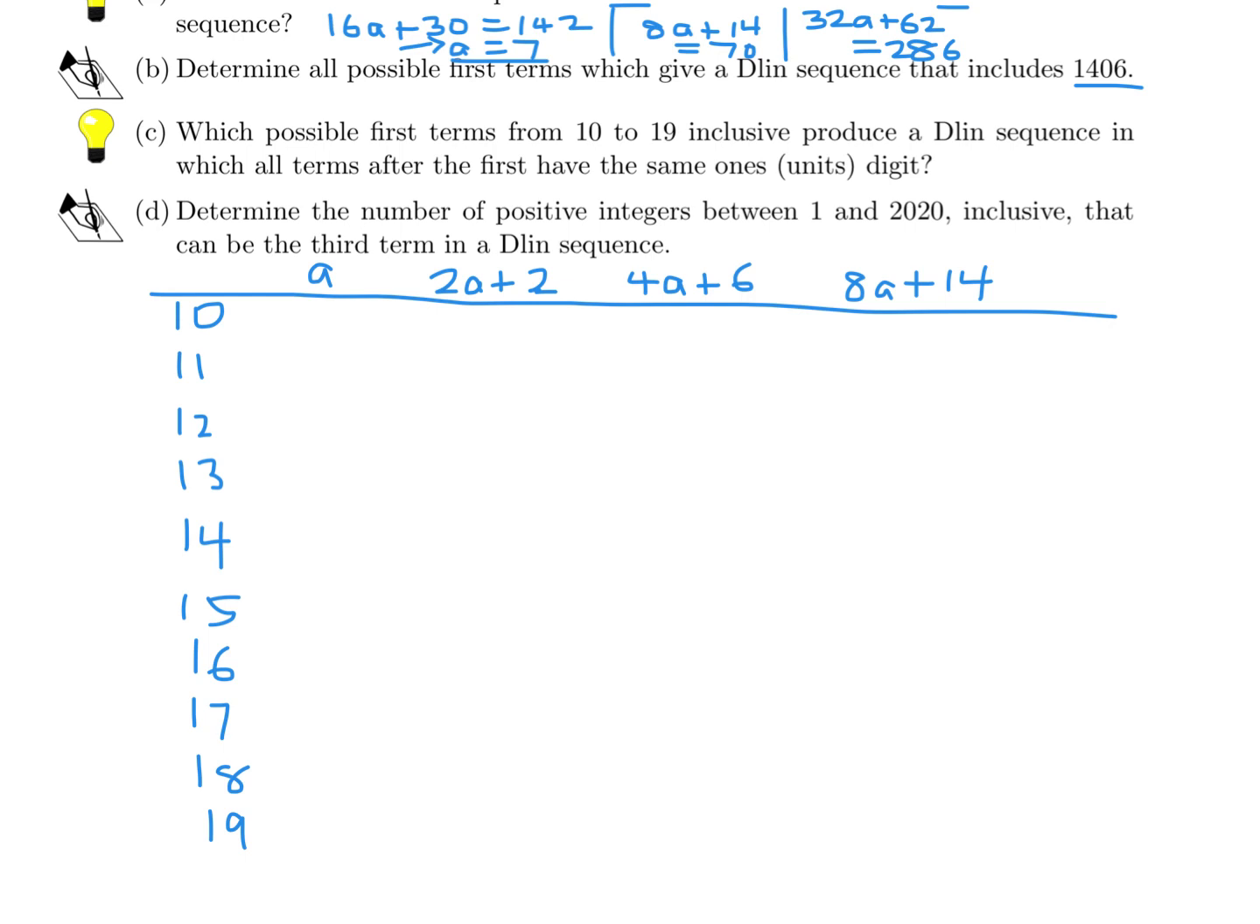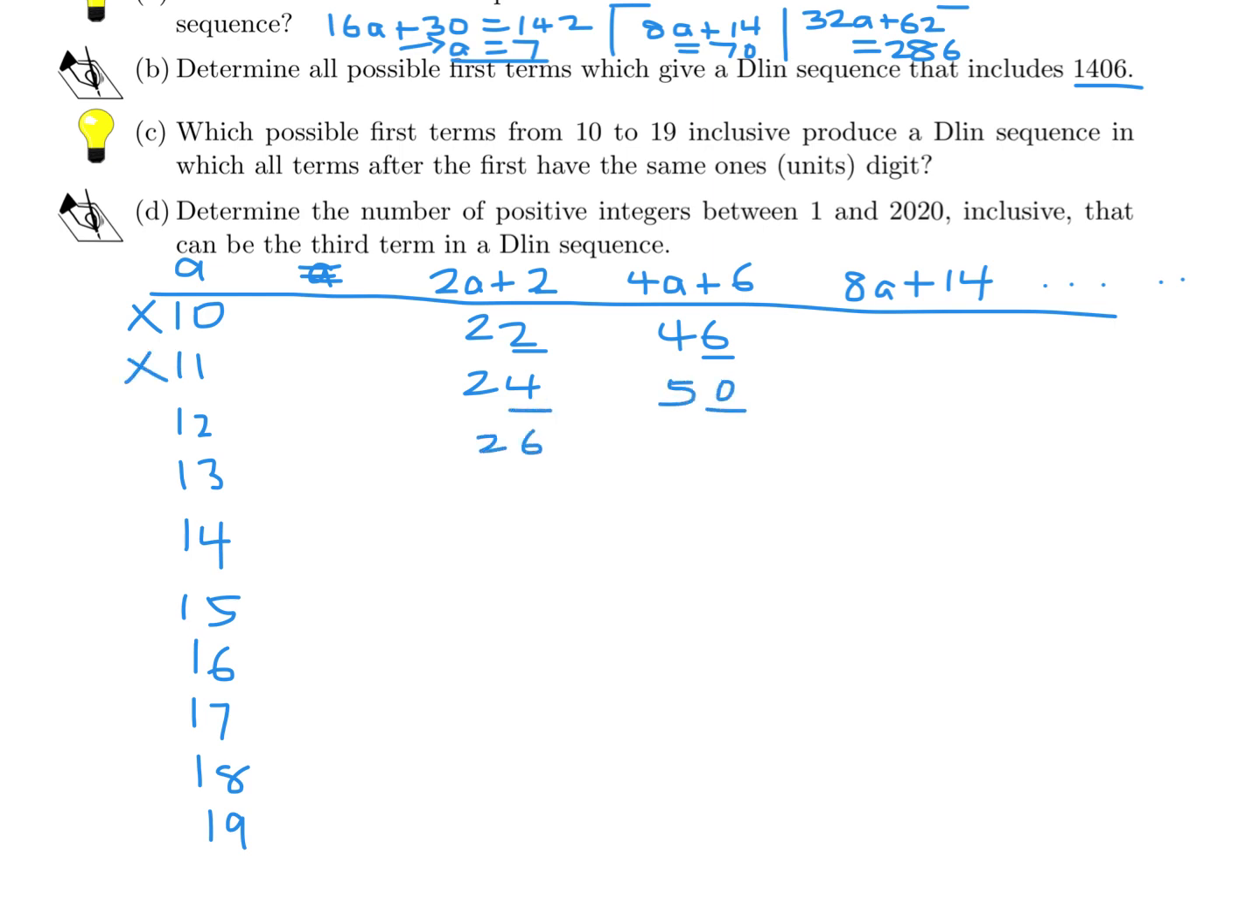If a is 10, well, this is a. 2a plus 2 would be 22, 46. So already these ones digits are different, so we can eliminate 10. We want a sequence where all the ones digits are going to be the same for everything. I'm assuming they're saying forever. So if we can immediately see that two of them are not the same, we can eliminate that number. 11 is going to be 24, 50, so immediately we eliminate that guy.